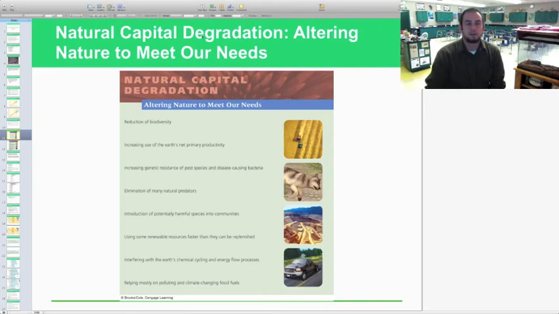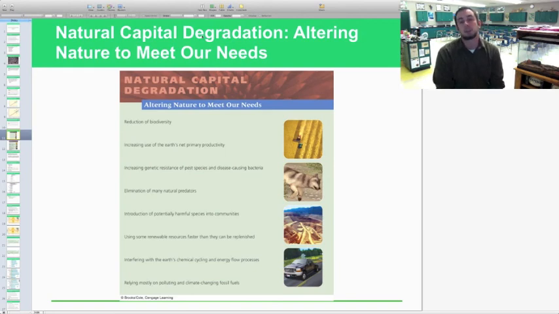So here are some things of natural capital degradation. How have we altered nature to meet our own needs? And these are usually all negatives. Reduction of biodiversity because of monoculture crops and habitat loss. Increasing use of the Earth's net primary productivity, which is harvesting plants for food. Increasing genetic resistance of pest species and disease-causing bacteria through hand sanitizers, overuse of antibiotics, etc. Elimination of many natural predators because of overhunting or fear.